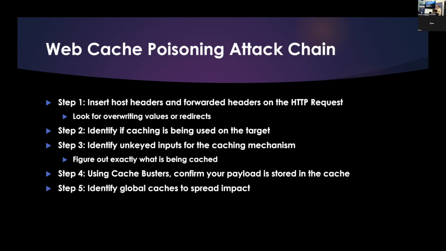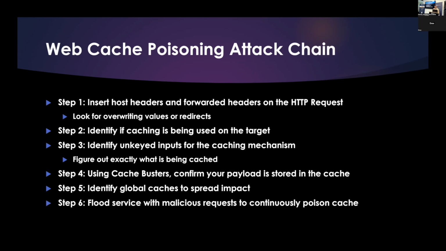Next, we're going to want to identify global caches to spread the impact as far as possible. Clients want to hear what the impact of this vulnerability is. If you can only affect 10 to 20 users, then they'll be less likely to patch it. If you say any user going to this page will hit our web cache poisoning attack, they'll be more likely to listen. And then our final step is going to be flooding with malicious requests using a script, right?